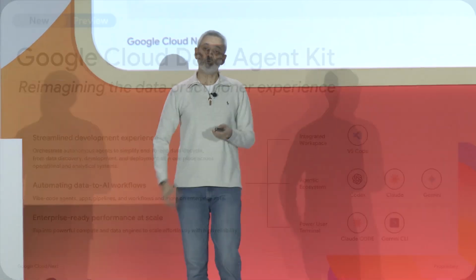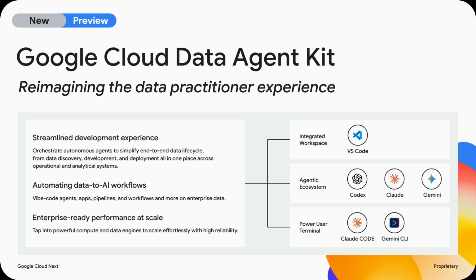So what are we announcing at Next? One of the things, which I'm not sure if you got a chance to see in this presentation, is that we announced Google Cloud Data Agent Kit. What does this mean? We are reimagining exactly how you do work on Spark on us. So imagine you start your work in a VS Code-based IDE, and you just stay there. You don't have to move out of it.